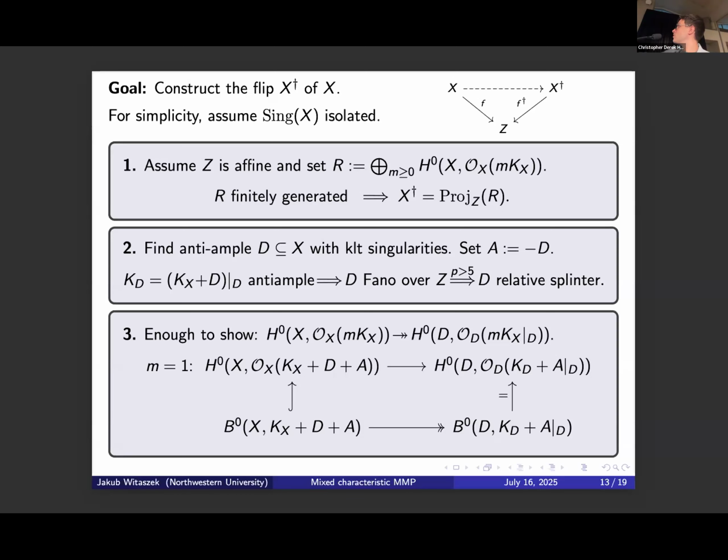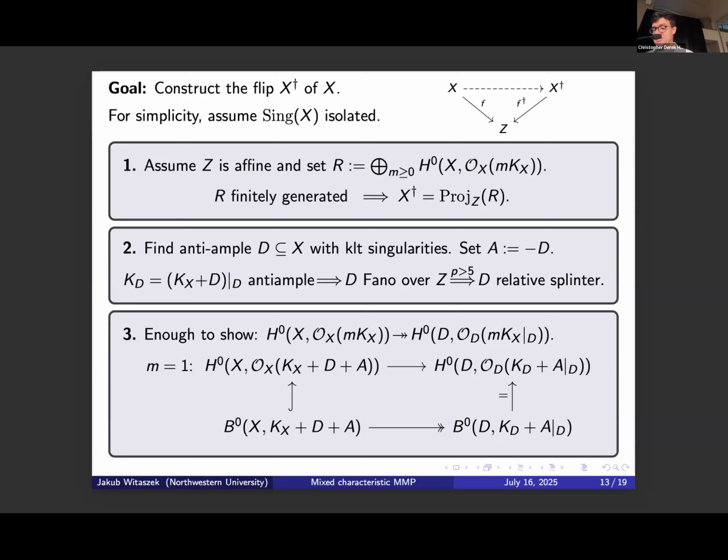And we look at the map on global sections. In characteristic 0, this map is always surjective. Why? Because the next term is H1 of the canonical sheaf twisted by an ample divisor, which is always 0 by Kodaira vanishing. So these kinds of maps on H0 are always surjective in characteristic 0. Okay, so we have a problem. We need the surjectivity, but we do not have vanishing theorems.